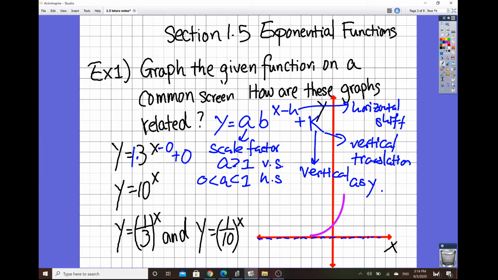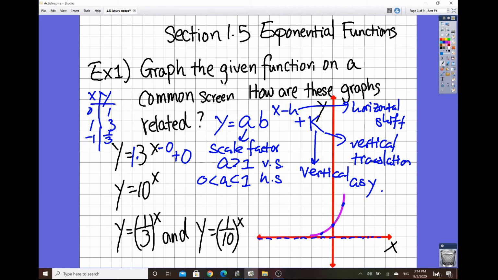Another thing we can do is set up an xy table to get some points. Plug in 0: we have 3 to the power of 0, which is 1, so that's the y-intercept. We can also use 1: 3 to the power of 1 is 3, so the point (1, 3). And we can also use negative 1: plugging in negative 1 here, we have 1/3. That's a very small number, so 1/3, somewhere here. Once you come up with those dots, you just need to connect them, and that would be the exponential function.